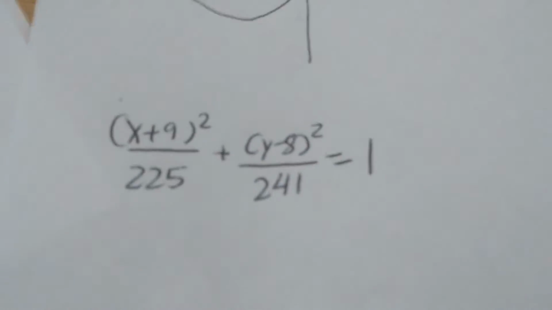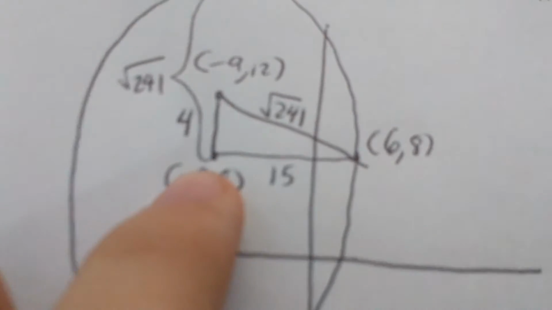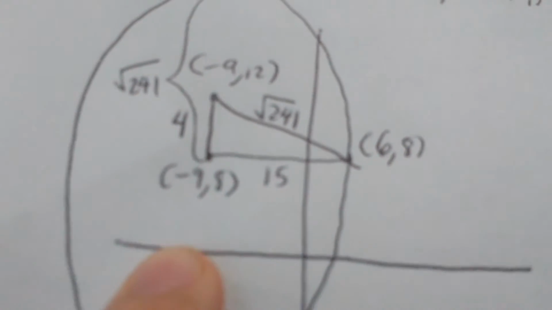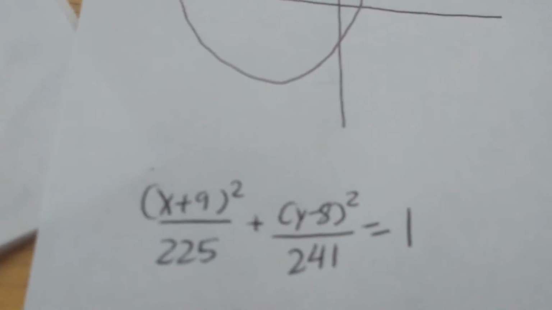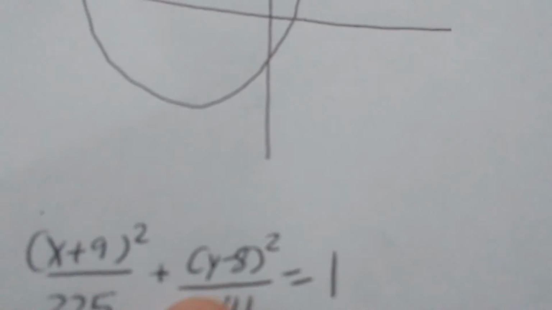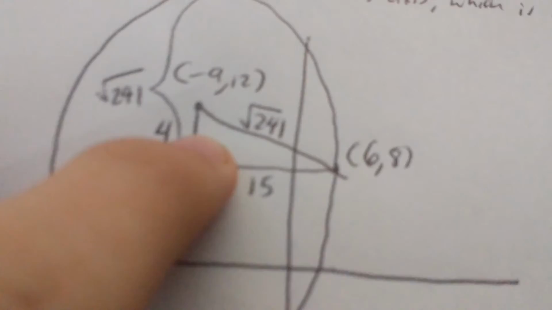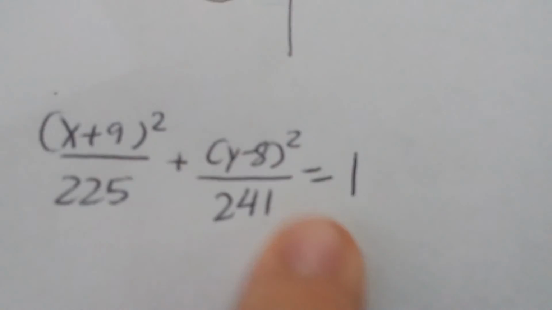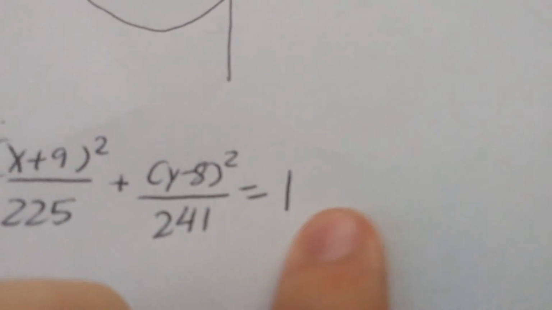I'm trying to clarify. So the equation is therefore going to be x plus 9 squared over 225, because 0 to negative 9, you have to, that's a plus 9. That's a shift. And the semi-minor axis is 15, so 15 squared is 225. And y minus 8 squared, because, once again, you have to go up 8 from 0, and then you do the reverse when it's in parentheses. And we divide by 241, which is the semi-major axis squared, and that equals 1, so that is our equation.